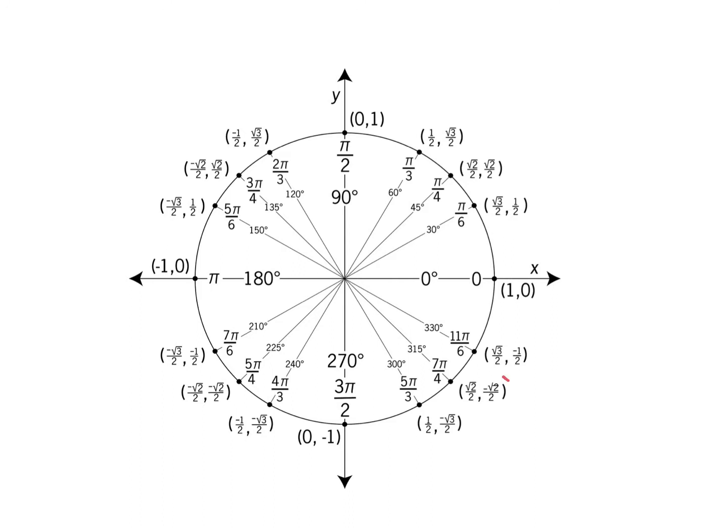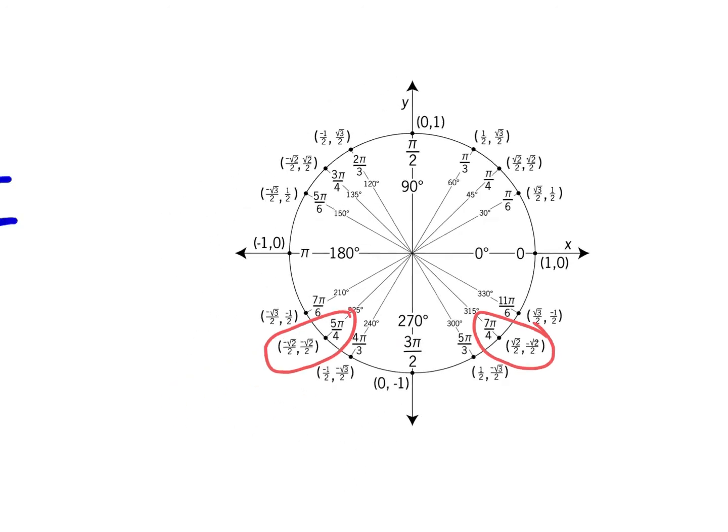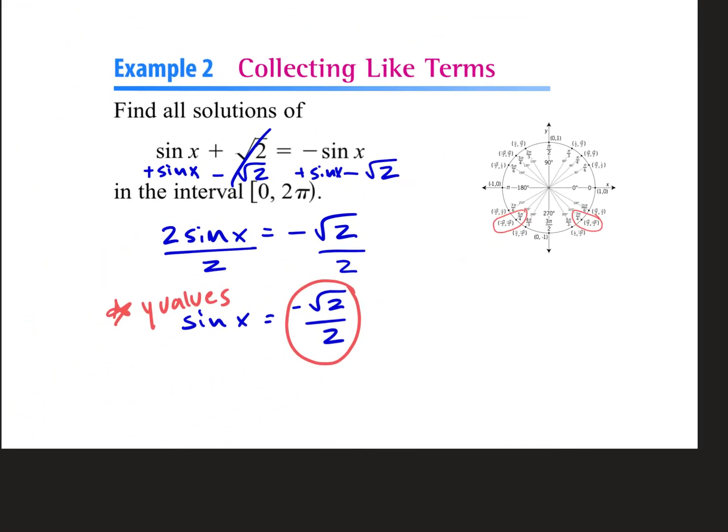7 pi over 4, so here. And where else is y negative square root 2 over 2? 5 pi over 4. Be careful, because 3 pi over 4 is positive. So the signs matter. So it's 7 pi over 4 and 5 pi over 4. So here our answer is x equals, because we're solving for x, 5 pi over 4 and 7 pi over 4.